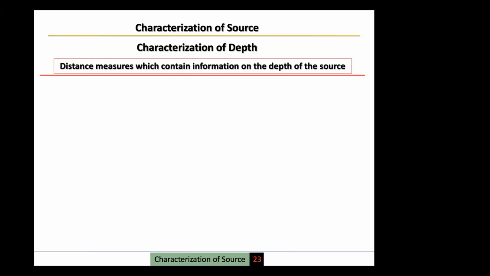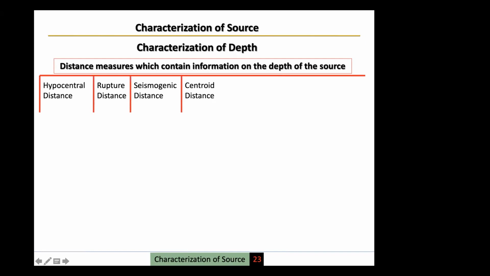So we already discussed this. When we are thinking about the source of earthquake, we already talked about the magnitude. We said that style of faulting can also be important. And another point is that depth of earthquake is quite important for characterization of source effect. So different distance measures can tell us about the depth of earthquake.